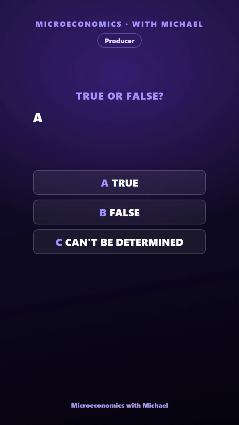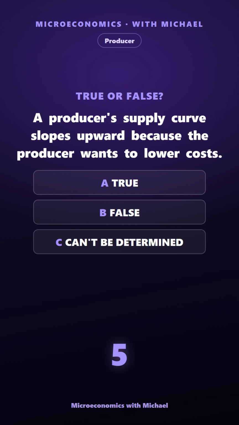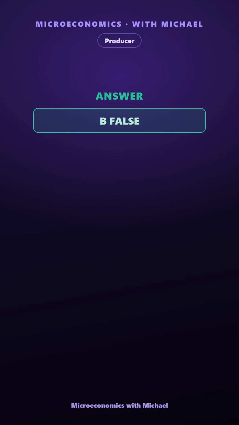A producer's supply curve slopes upward because the producer wants to lower costs. True, false, or can't be determined. The answer is false. Incorrect.